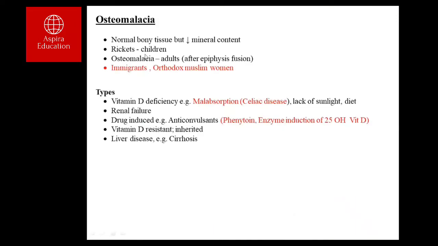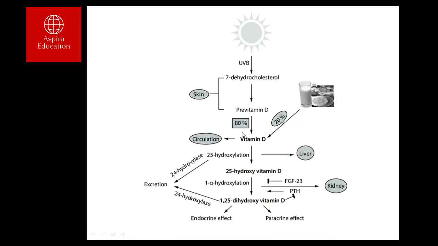Now, this osteomalacia, which is basically a vitamin D deficiency in adults, is usually seen in immigrants, who may have reduced levels of vitamin D stores, or in Orthodox Muslim women who may cover their body with clothes, so that may decrease the exposure to sunlight.